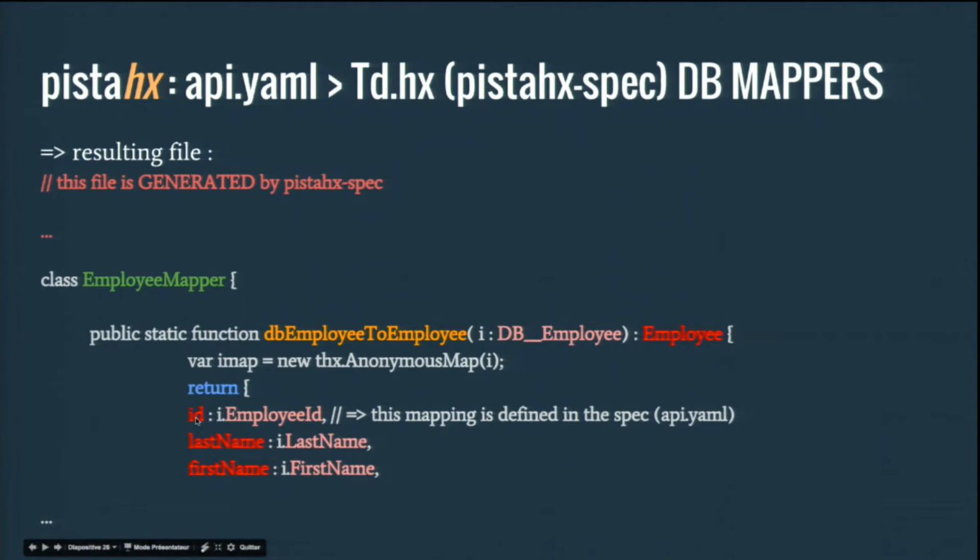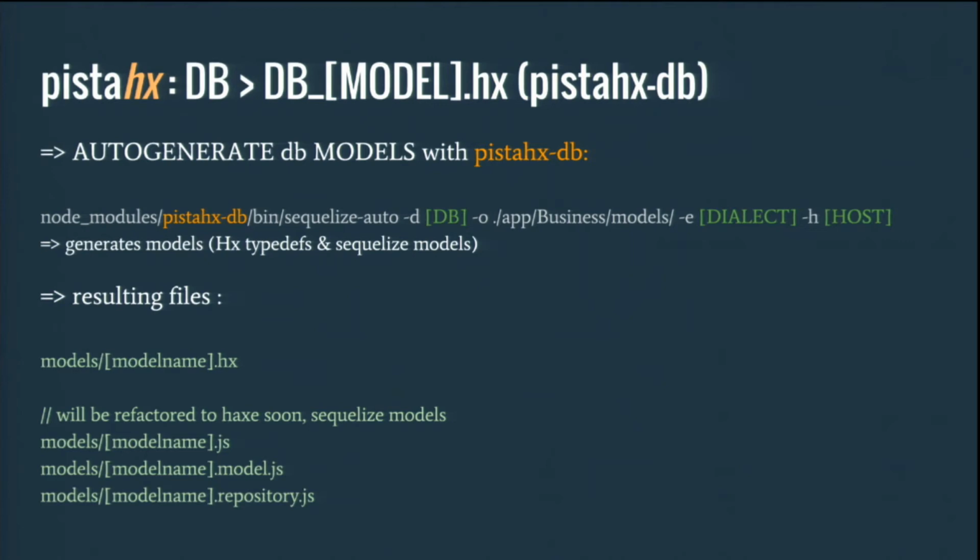The last part, when you are working with a DB, is that you might want to auto-generate Haxe definitions for these DB models. So there is a third part with the use of a module called pistahx-db. This tool is a work in progress. Actually, I'm trying to refactor it because it's still a JS tool for now, and I would like to rewrite it in Haxe. It will be better. But for now, it can still do some stuff.